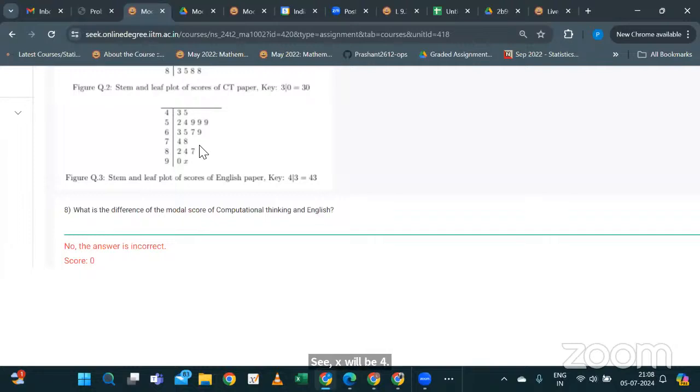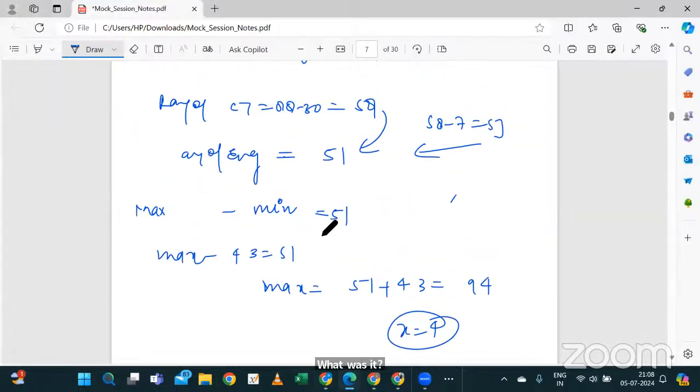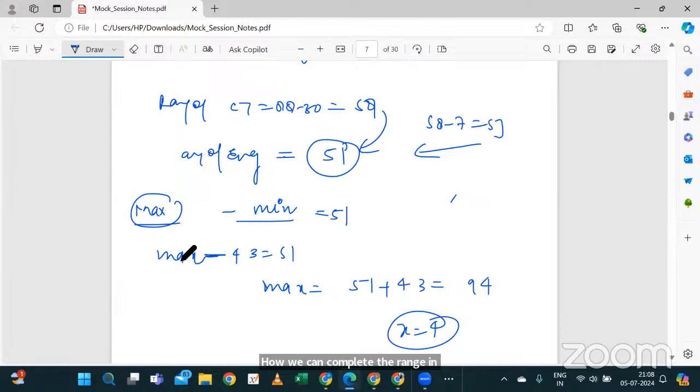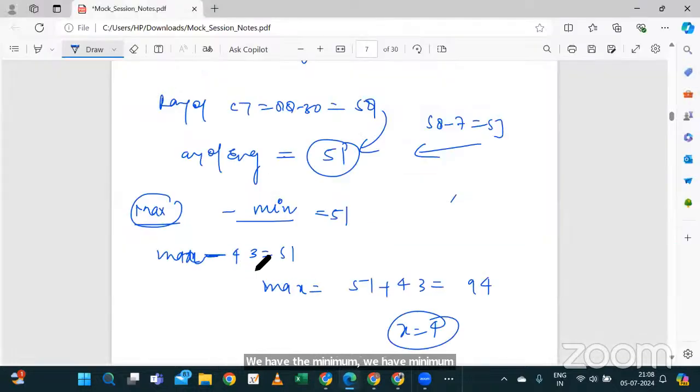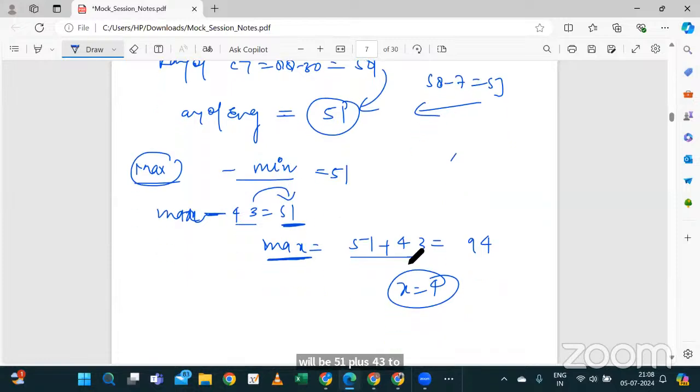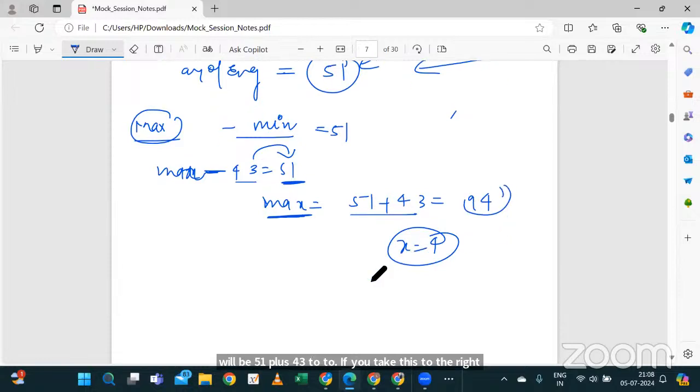Interesting question. The range of English is 51. How can we calculate the range? Range is nothing but maximum minus minimum. We have the minimum as 43, and we have 51, so the maximum will be 51 plus 43, taking it to the right hand side. That will be 94. By the stem and leaf plot, it has given 9, 0 and X, so this should be 4. Only then will the maximum be 94, and that's your answer.